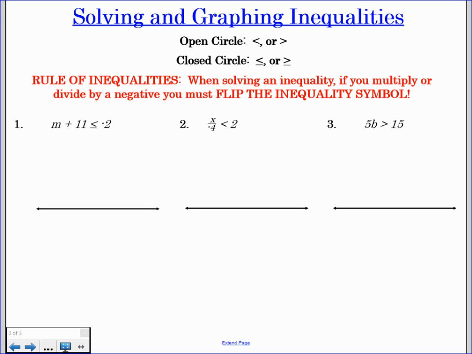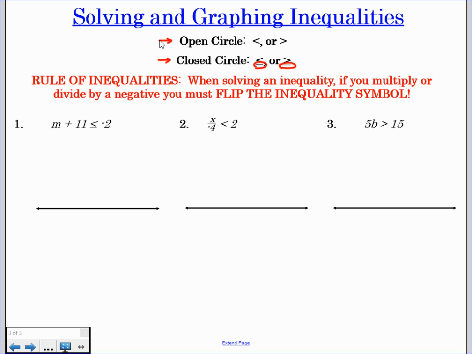We're going to be solving and graphing some simple inequalities today in this video. So first thing, we've got to make sure we know this information here: open circle versus a closed circle on our number line. Less than or greater than is an open circle. Closed circle is less than or equal to or greater than or equal to. Basically, if it has this or equal to line underneath the inequality symbol, you need to fill in your circle when you are graphing your solution.